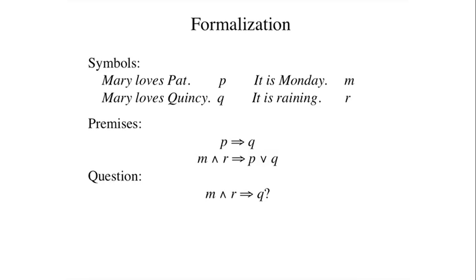The first says that P implies Q. That is, if Mary loves Pat, then Mary loves Quincy. The second says that M and R imply that P is true or Q is true. That is, if it's Monday and raining, then Mary loves Pat or Mary loves Quincy. Our job is to prove that M and R implies that Q is true. That is, if it's Monday and raining, then Mary loves Quincy.